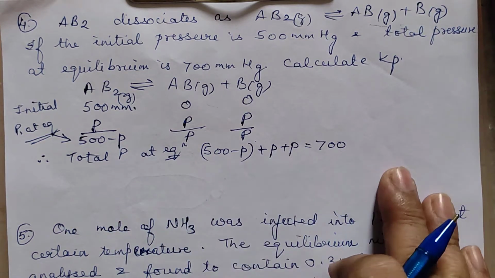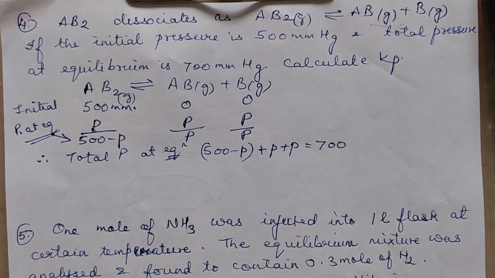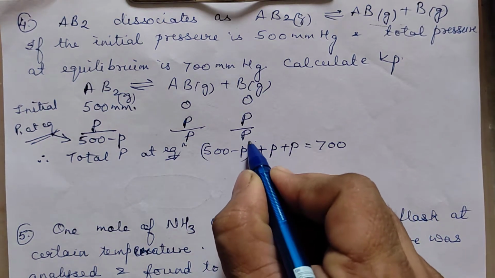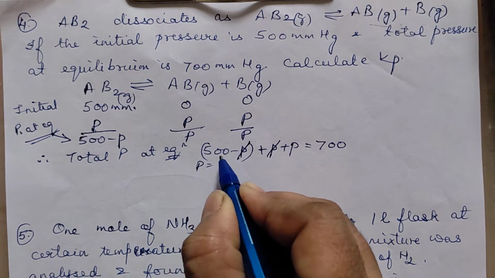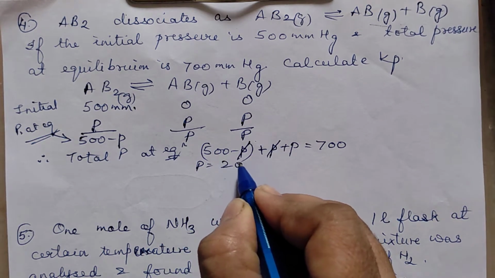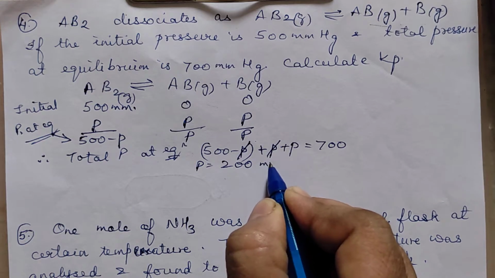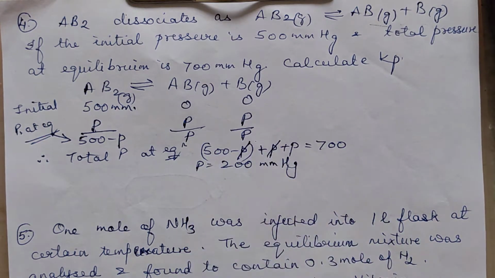Now when you solve this whole thing, in a way this and this will get cancelled. You are left over only with P. P, this 500 you take on the other side, you will be left over with this much millimeters of mercury is P value. Fine till here.